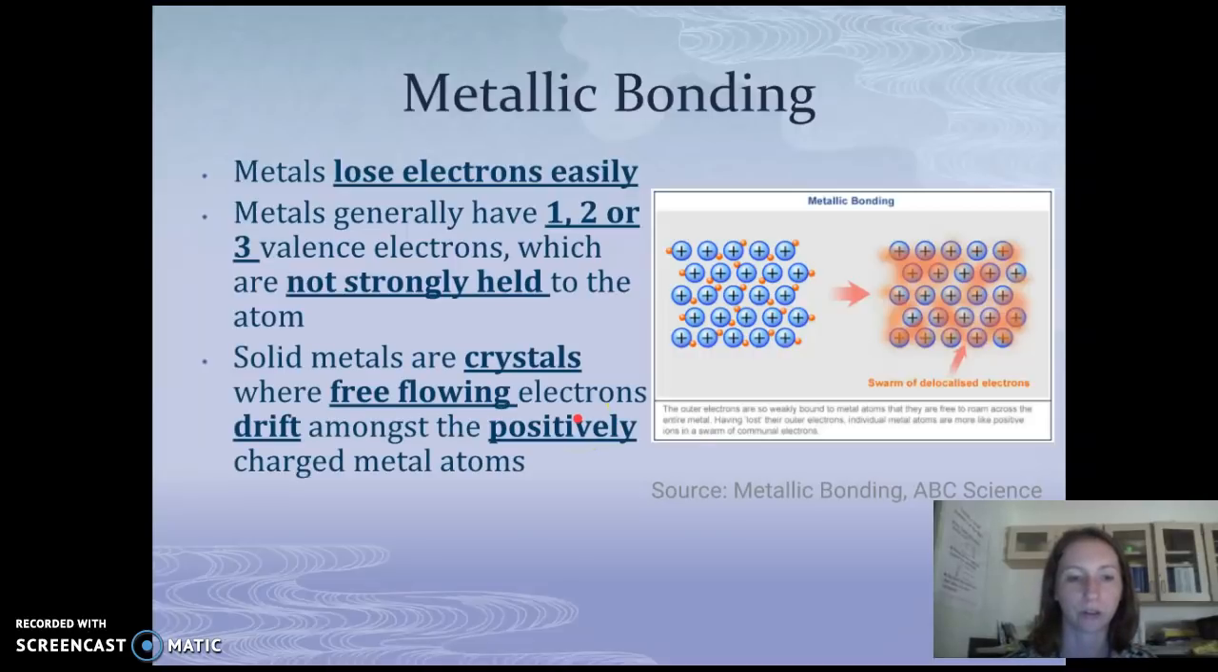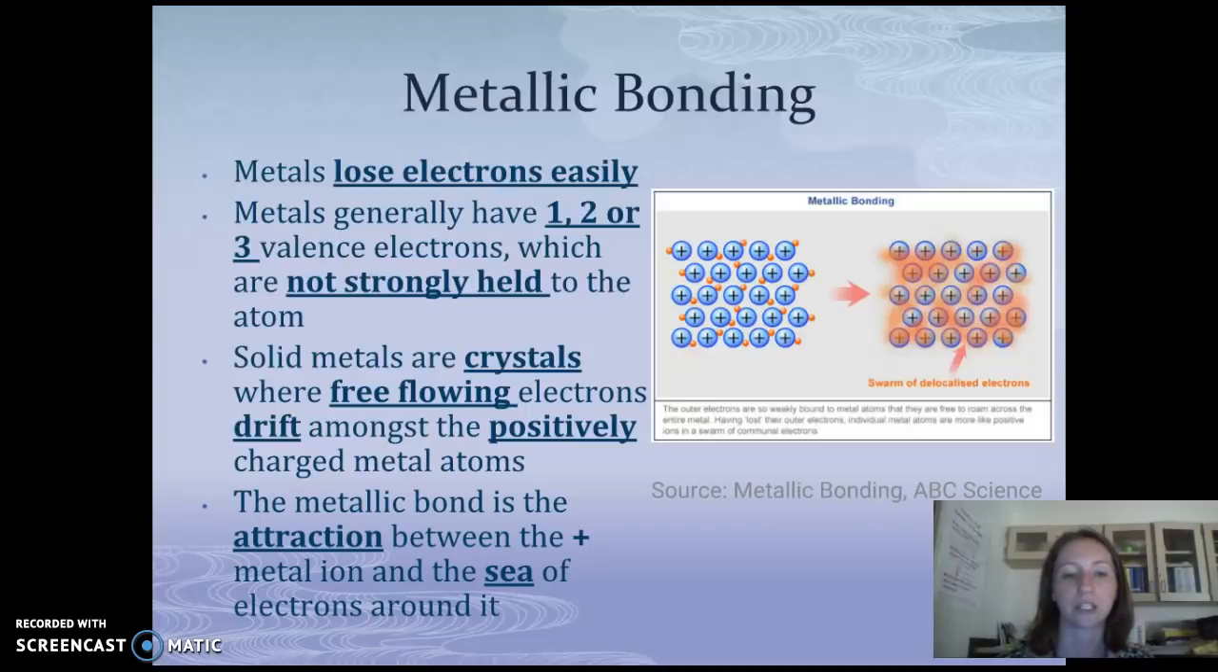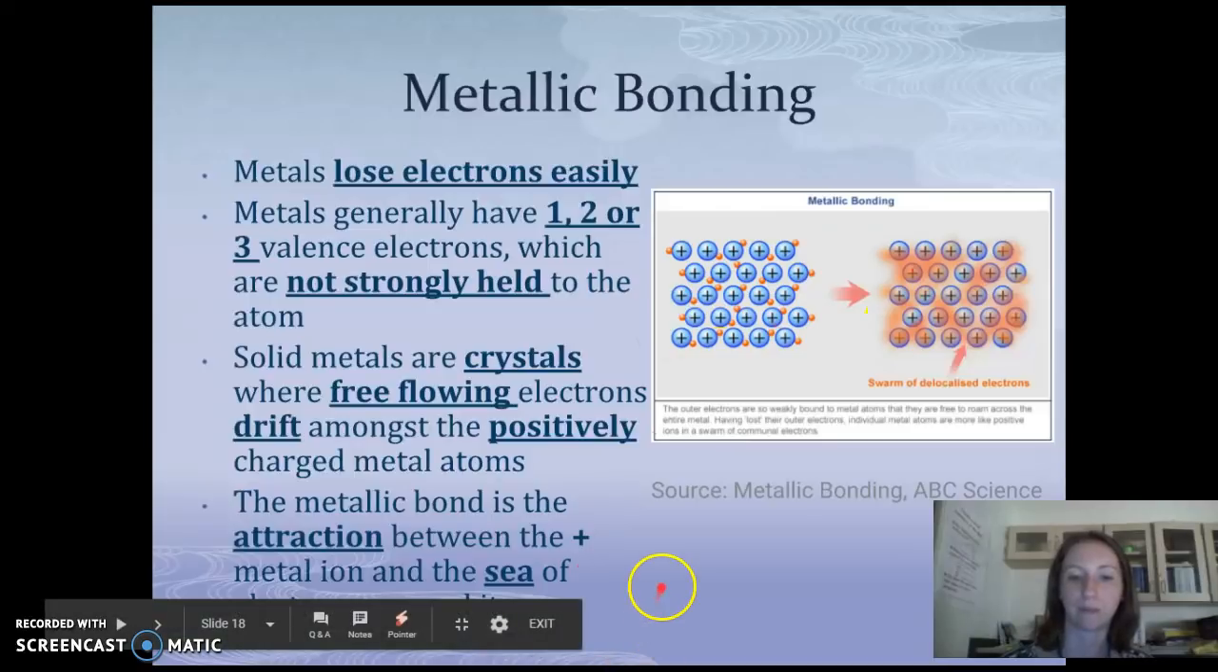So solid metals are crystals where free-flowing electrons drift amongst the positively charged metal atoms. The metallic bond is the attraction between the positive metal ion and the sea of electrons around it. So again, because those electrons are flowing all over the place, those nuclei of the metals become positive, and they end up forming this attraction between them.